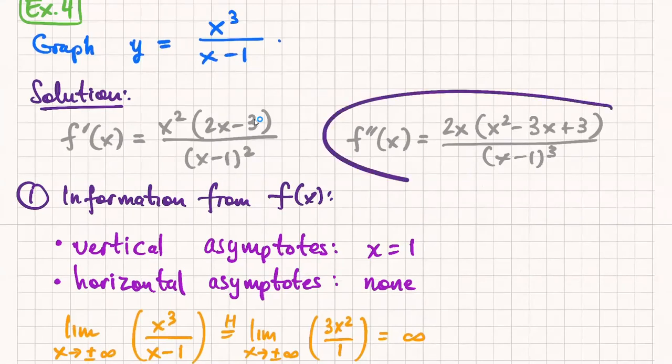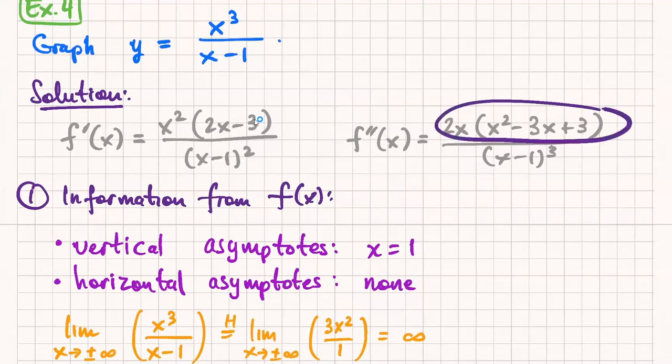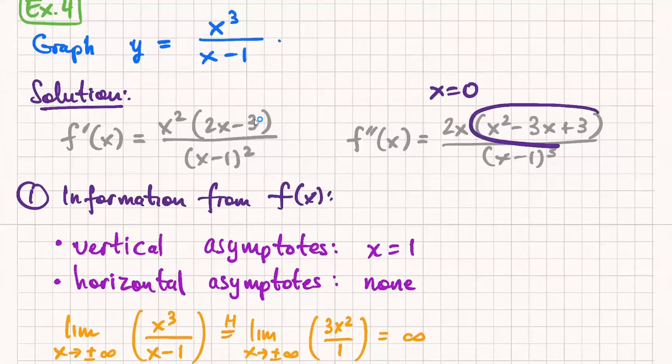The second derivative is up top. When you set this equal to 0, I'll tell you the answer. You do get x equals 0. The quadratic gives you no solution. So you're only going to get x equals 0, so you're only going to get 2 cut points for the second derivative: x equals 0, but then you also have x equals 1 because of the vertical asymptote.